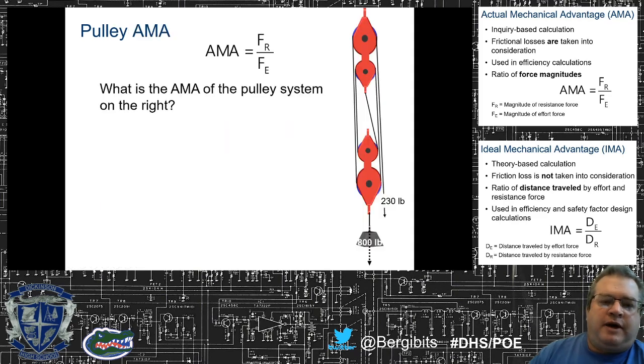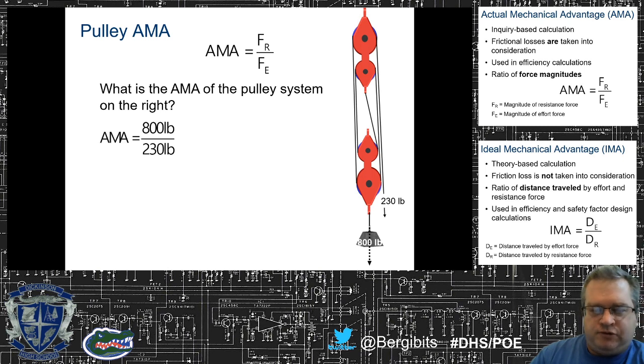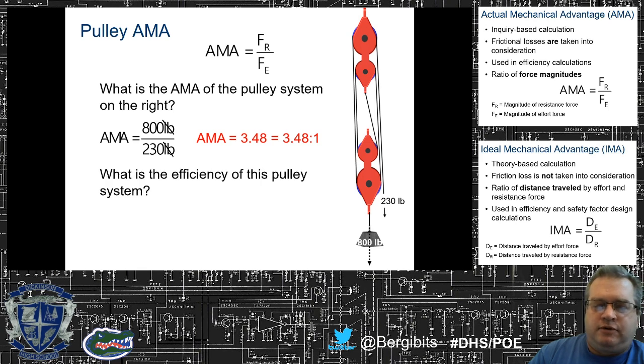All right, pulley AMA. AMA is force resistance over force effort. So what is the AMA of the pulley system on the right? Force effort is going to be 230. Force resistance is going to be 800, so 800 divided by 230. Pounds cancel out, so you have 3.48 to 1.